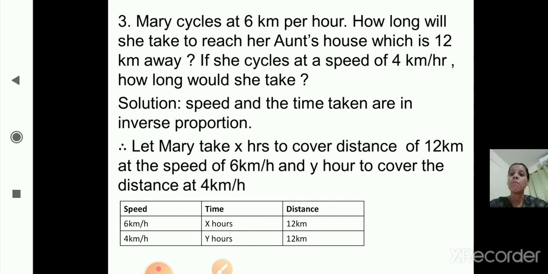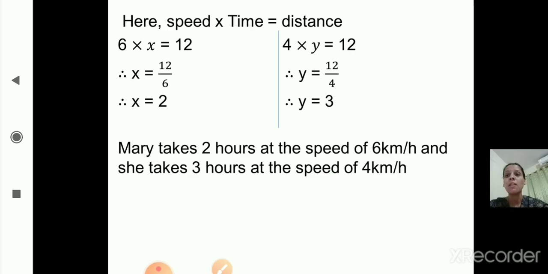If Mary takes X hours to cover a distance of 12 km at the speed of 6 km per hour, and Y hours to cover the distance at 4 km per hour. Okay, the distance is same, that is 12 km, 12 km. But the speed is changed, that is 6 km per hour and 4 km per hour. Okay, and the timing is X hours and Y hours that we have to calculate. Now we'll see the next part.